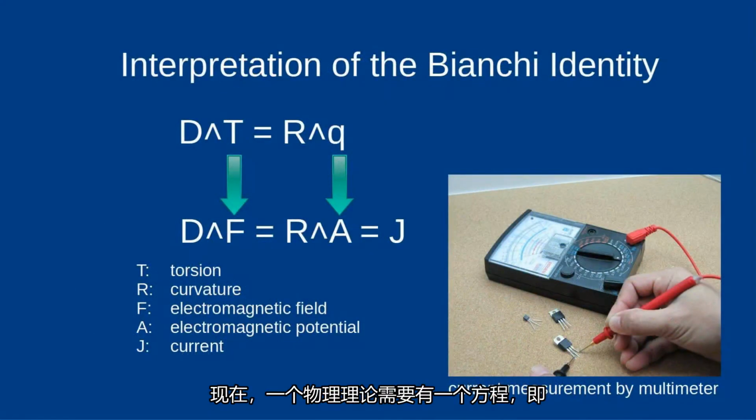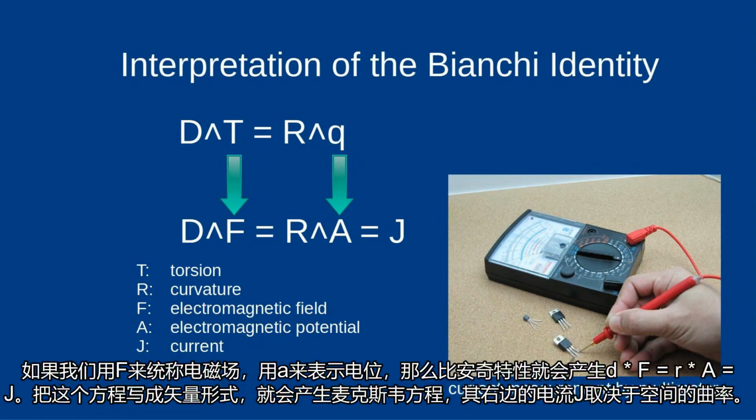Now, a physical theory requires that one has an equation of state from which one can calculate the potentials and force fields for given physical situations. In electrodynamics, these are Maxwell's equations. If we denote the electromagnetic fields collectively by F and the potentials by A, the Bianchi identity yields D times F equals R times A equals J.